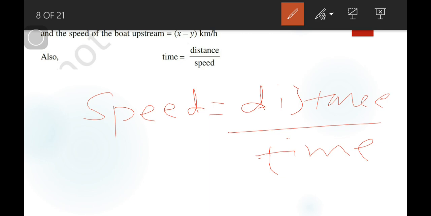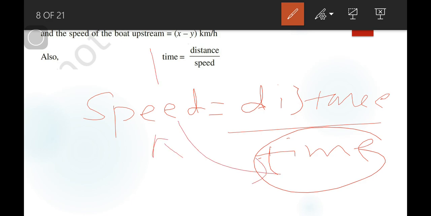Now here we are given the time, 10 hours and 13 hours, so we have to convert the formula in the form of time. We move time here and speed there, then we can find this formula: time is equal to distance by speed. So first we convert the given problem into an algebraic representation.